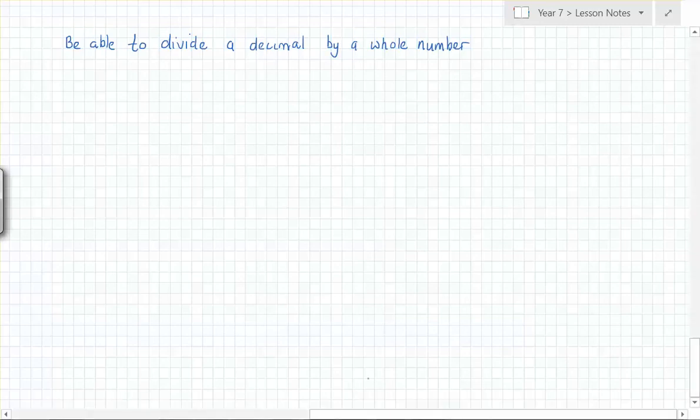Okay, so be able to divide a decimal by a whole number. So we're looking at examples such as 1.75 divided by 5. Well, hang on. Before we go, when you look at that, can you do it either way around? Can I do 5 divided by 1.75? No, good. So it's got to be 1.75 divided by 5.